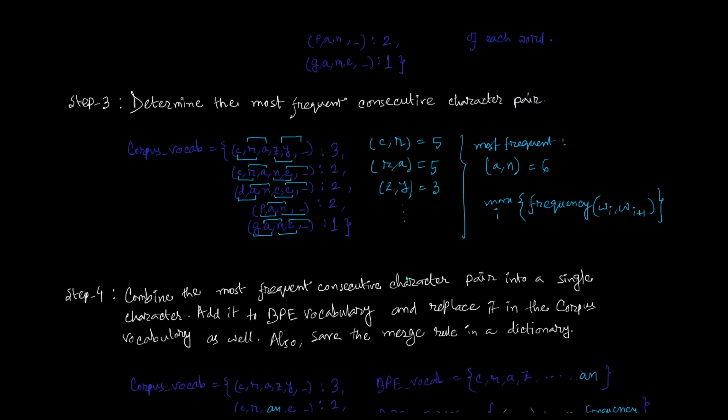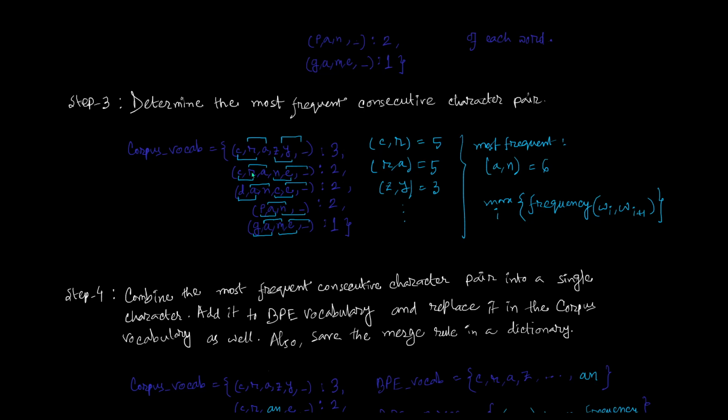So step three and step four is literally the heart of BPE. What exactly are we doing here? This is where we are populating our vocabulary. So in the corpus vocabulary, we will take consecutive character pairs. So from this word crazy, we will just pick consecutive pairs. So CR, RA, AZ, ZY, Y underscore, right?